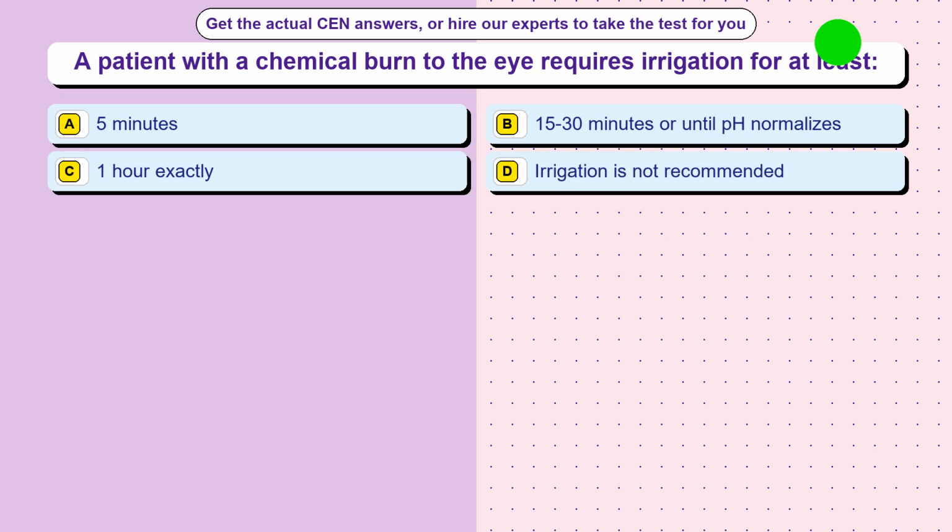Question 6. A patient with a chemical burn to the eye requires irrigation for at least: Option A. 5 minutes. Option B. 15 to 30 minutes or until pH normalizes. Option C. 1 hour exactly. Option D. Irrigation is not recommended.